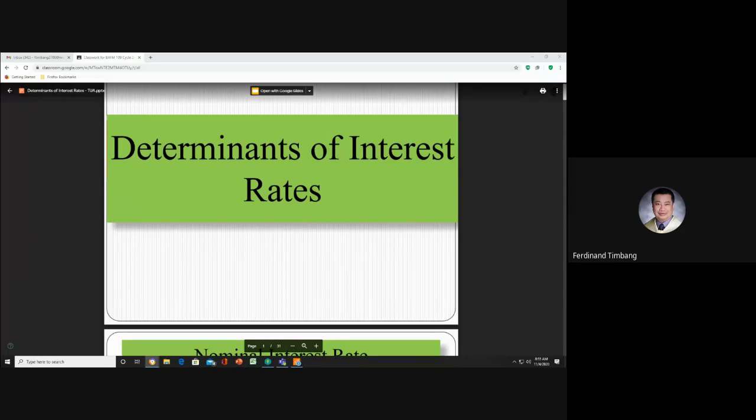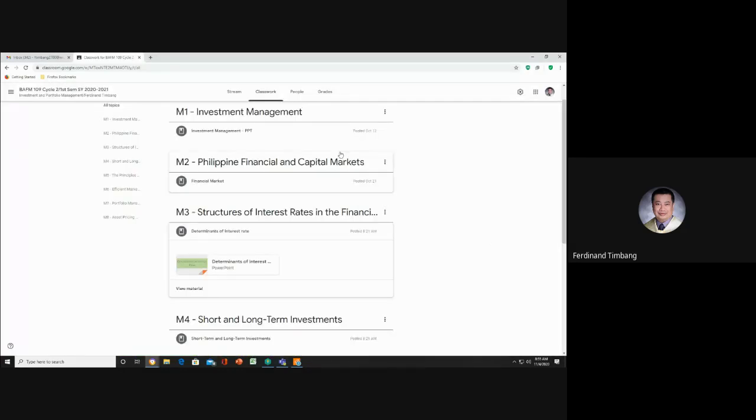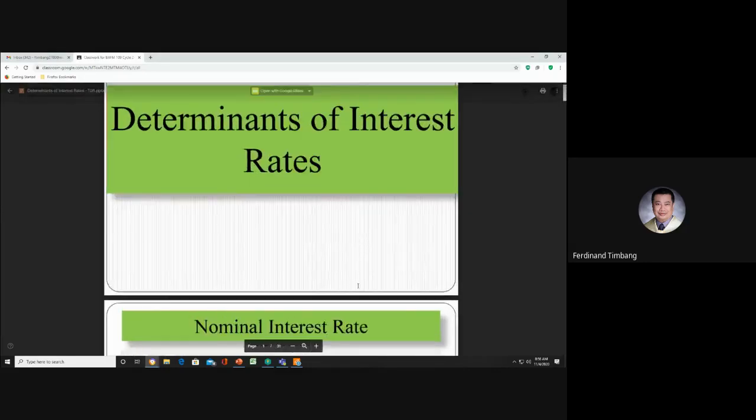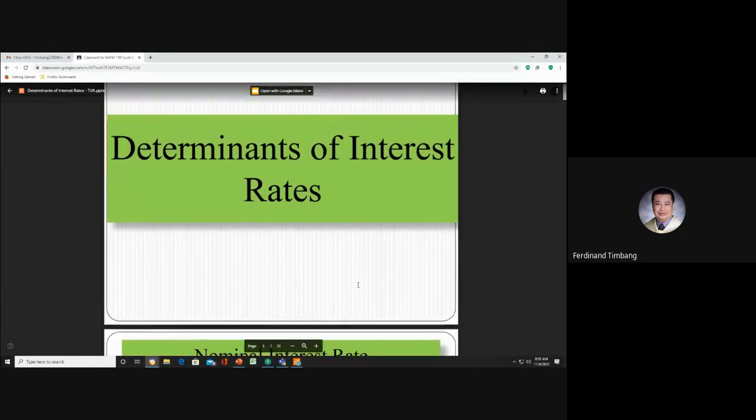So bali ganun. Kaya meron pa rin siyang changes aside from those I talked to you about in financial markets and financial management. Okay, so determinants of interest rates tayo. Ay, nawala. Sandali, nawala. Okay, so determinants of interest rate.